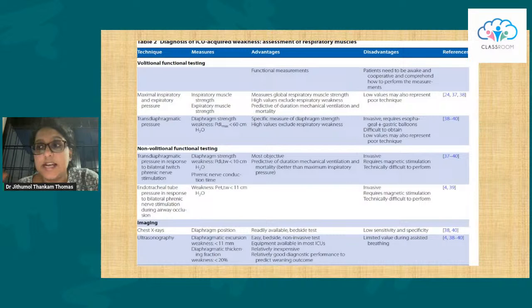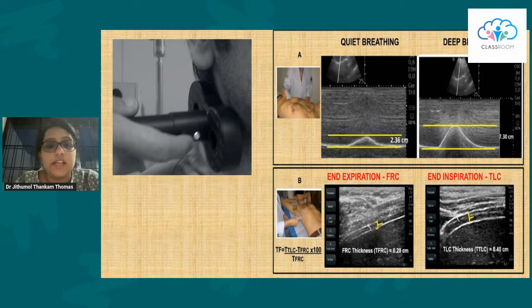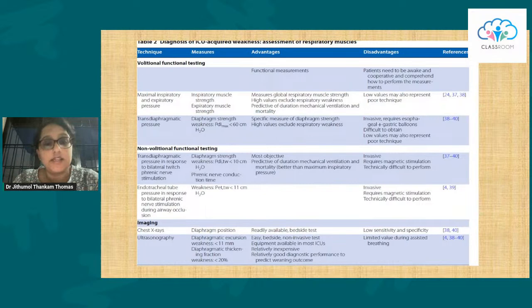It's usually a magnetic device, as you can see in the first picture here on the left side. It is placed on the cervical region. There's a magnetic coil in it and it gives a magnetic stimulus and stimulates the phrenic nerve, thereby causing a diaphragmatic contraction, and you can measure the transdiaphragmatic pressure. Again, it is quite invasive and not done.